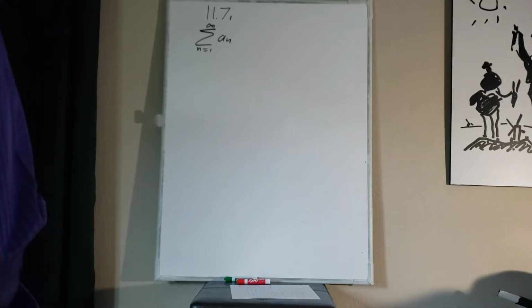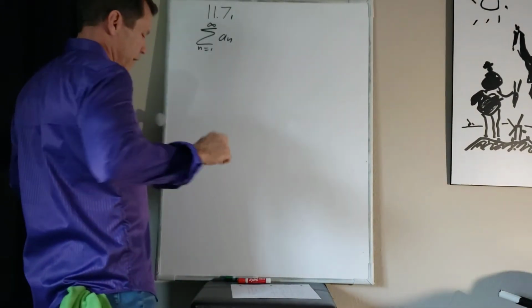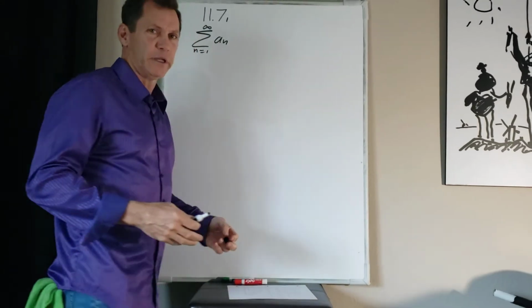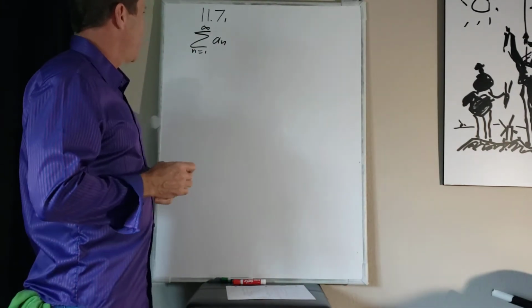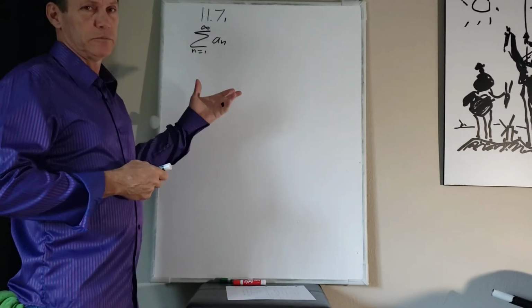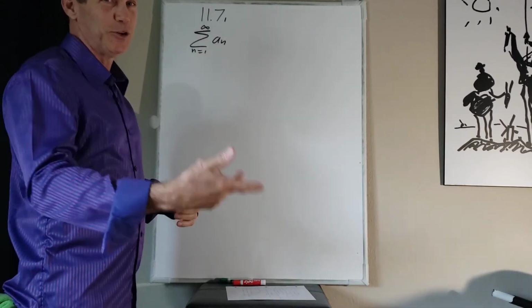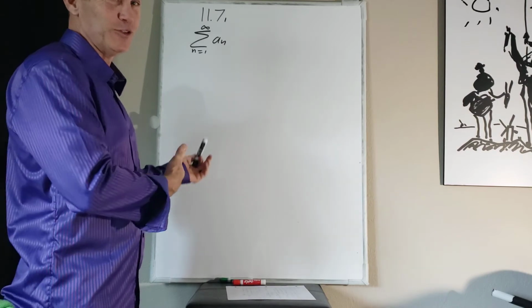Okay, let's do a video on 11.7. So 11.7 just basically sums everything up. What do you do when you have a series? The series of things you run to look at the series.